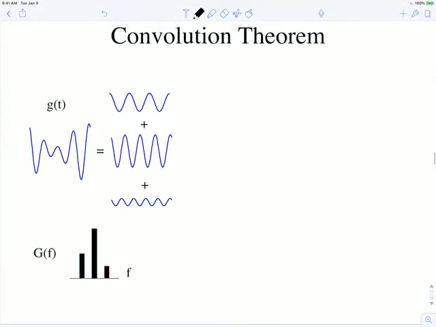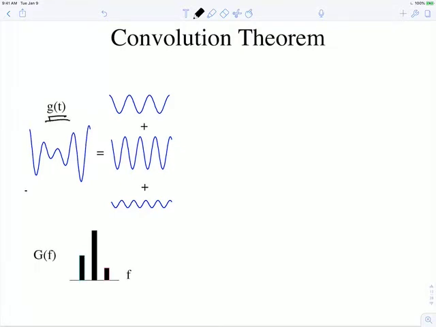Let's assume we have some function g of t. In this case, it's composed of 3 different frequencies with different amplitudes. This might have frequency f1, amplitude a1; this frequency f2, amplitude a2; this frequency f3, amplitude a3. We could also describe it in the Fourier domain as f1, f2, f3 with amplitudes a1, a2, and a3. We've already talked about that before.